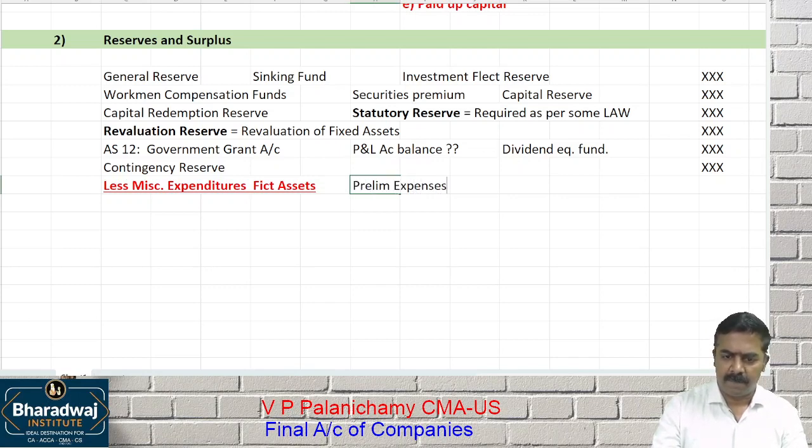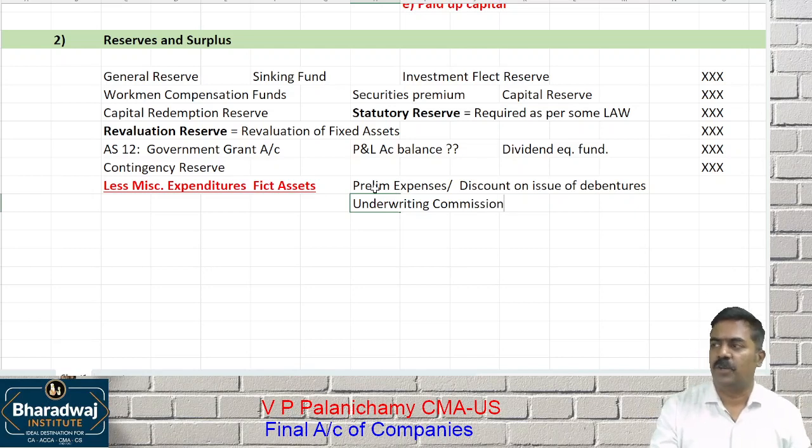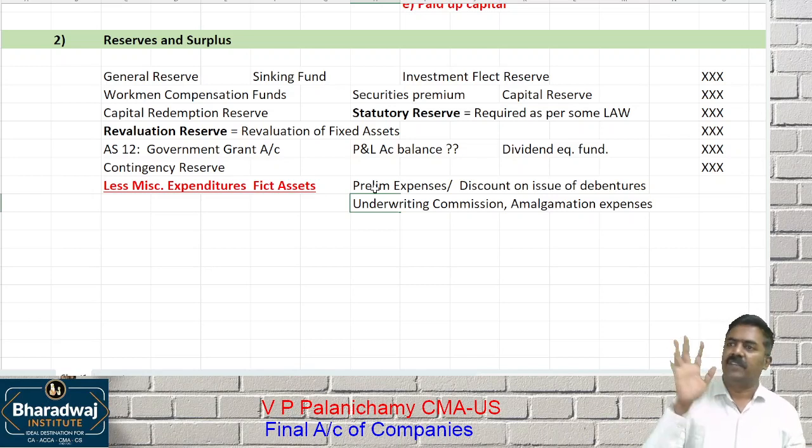Example of these: preliminary expenses. Discount on issue of debentures. Shares cannot be issued at a discount, but debentures can be issued at a discount. It can be in the form of underwriting commission. For example, whenever a company is making a public issue, you appoint what? An underwriter. For the underwriter, you will pay what? Commission. That commission you will write off over a period of 3 or 4 years. It can be amalgamation expenses. You will learn in income tax, expenses in merger and amalgamation can be written off in 5 equal installments.